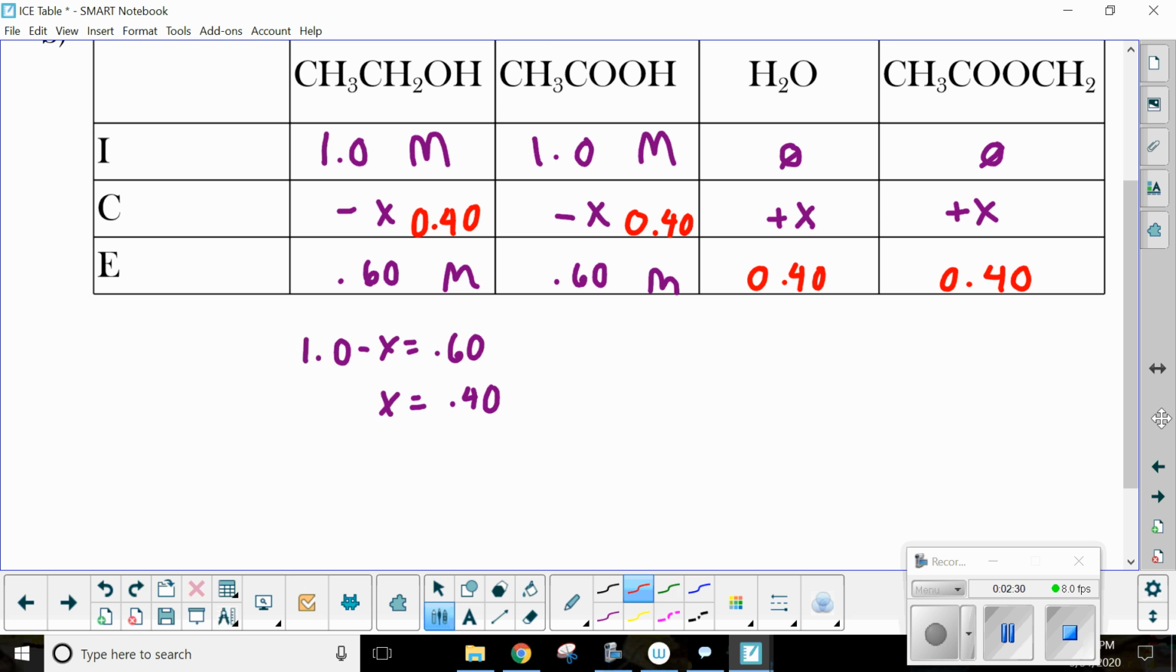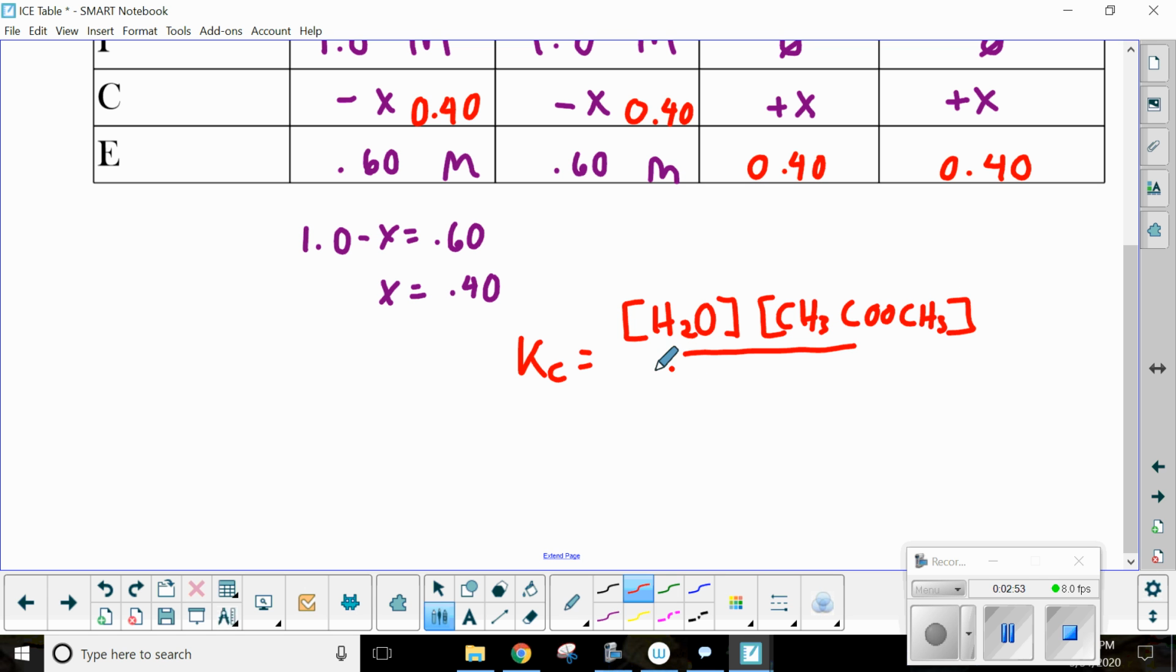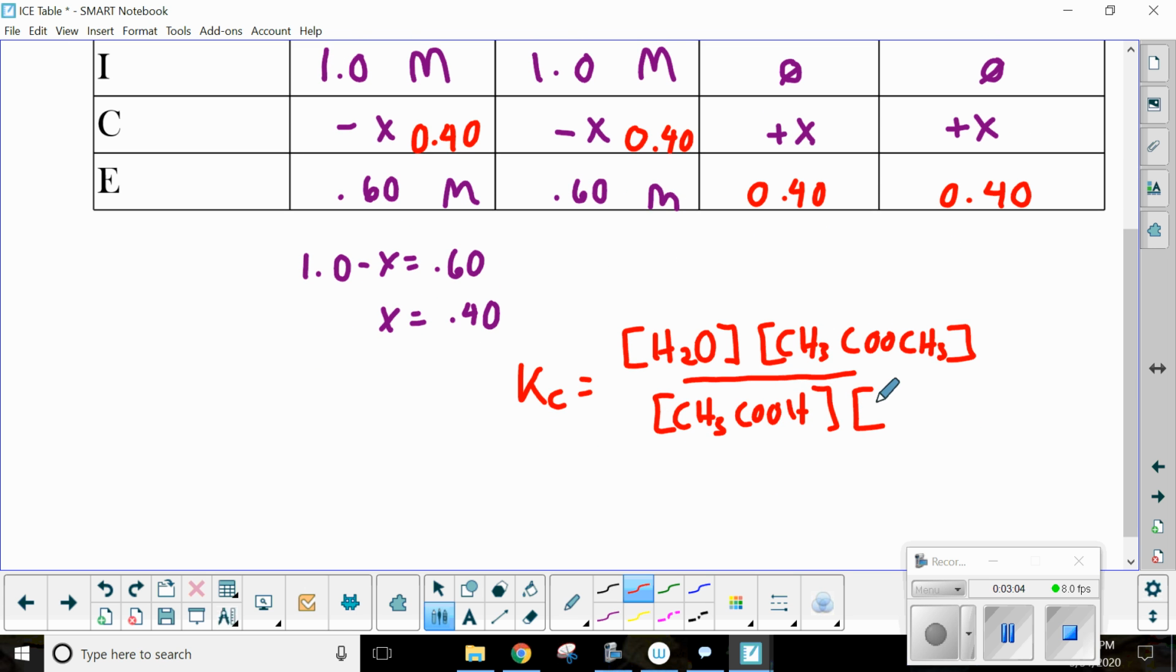So now I'm ready to set up my equilibrium expression. So I'm going to have Kc equals the concentration of water, concentration of ethyl ethanoate, all divided by the concentration of ethanol and the concentration of ethanoic acid. And I wrote them backwards of the way I said them.